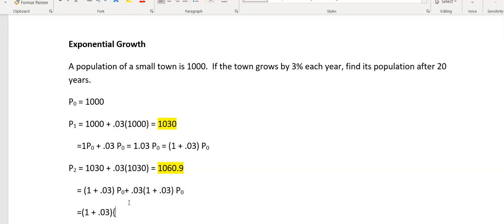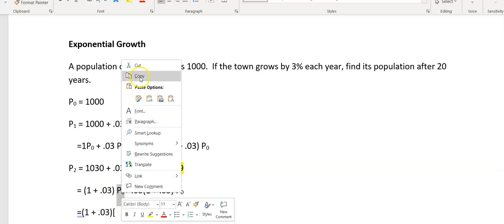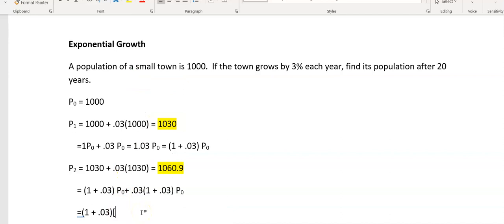And when I yank it out, I am left with a P sub 0 right here. I'm left with that P sub 0 right there, and I'm left with a 0.03 and this P sub 0 when I yank out those parentheses. So I'm left with 0.03 P sub 0.